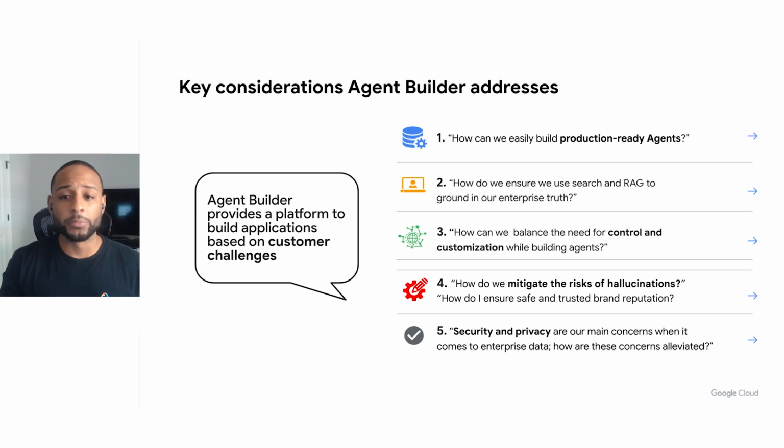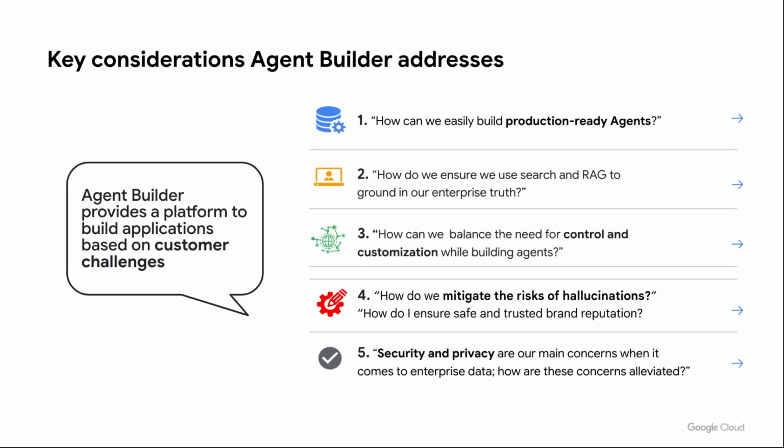And these are at a high level some use cases, right? Or some key considerations in regards to building out agents. How easily can you build the agent? How do you ensure the search and the retrieval augmented generation are grounded in your enterprise truth or your enterprise context? And some other key requirements here are mitigating the risk of hallucinations, and security and privacy.